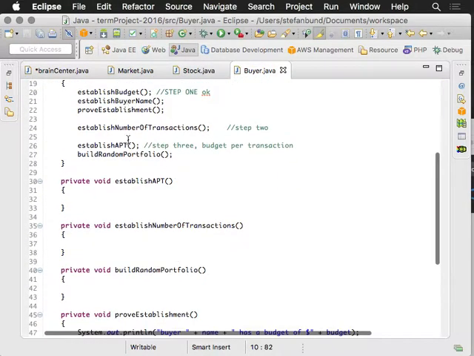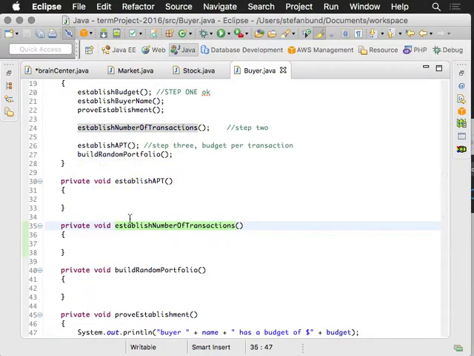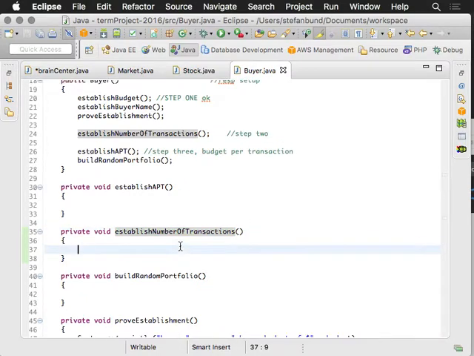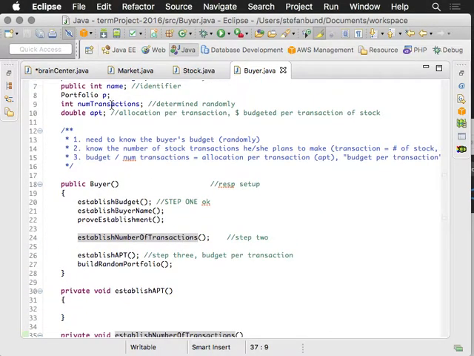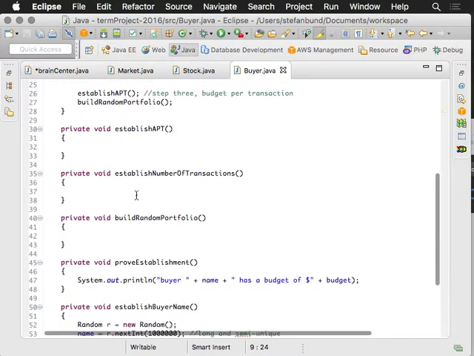So let's get busy making number of transactions. So what I can do is I can go down to that implementation right there. First of all, num transactions, that's the variable that I want to be able to set.